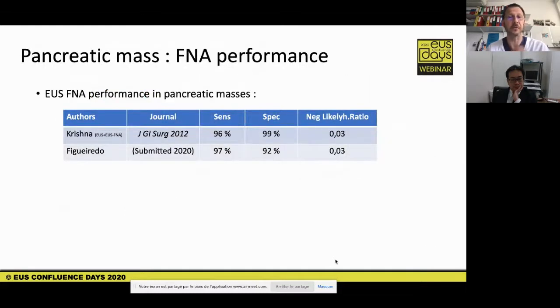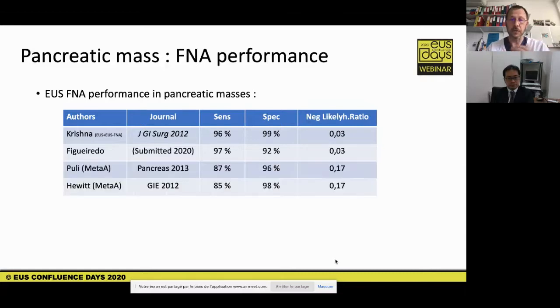Concerning the performance of FNA and the risk of false negative, if you look at some small studies, and the one of Figueiredo is from our center, we have quite a good sensitivity and a low risk of missing a cancer, so the negative likelihood ratio is really low. Unfortunately, if we look at the meta-analysis, these sensitivity numbers are a bit lower, and there is a higher risk of missing a cancer.